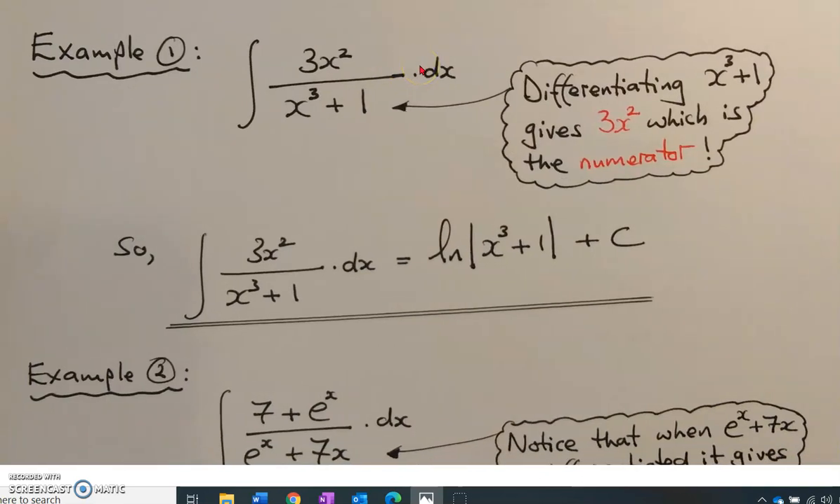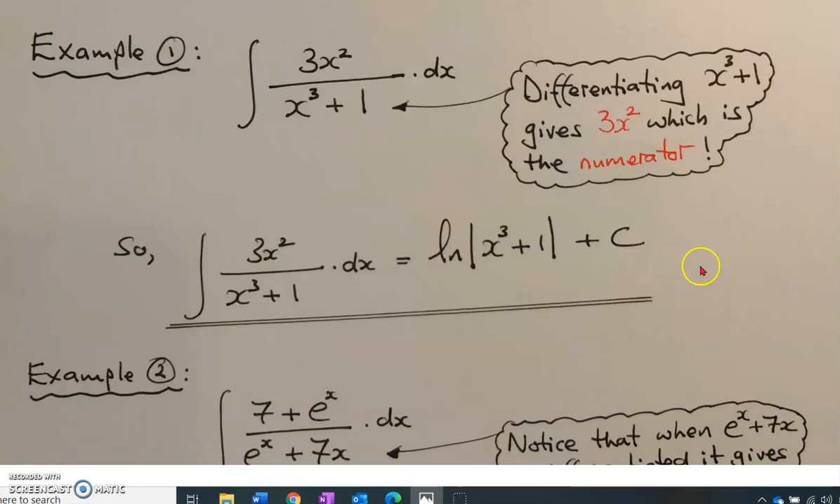But if you look at it carefully, you can see that if you differentiated this denominator here, you would get 3x squared. And that is what's sitting on the numerator. So immediately you can write that the integral of this thing is the natural log of the absolute value of this denominator, x cubed plus 1, plus c. That's it. End of story.